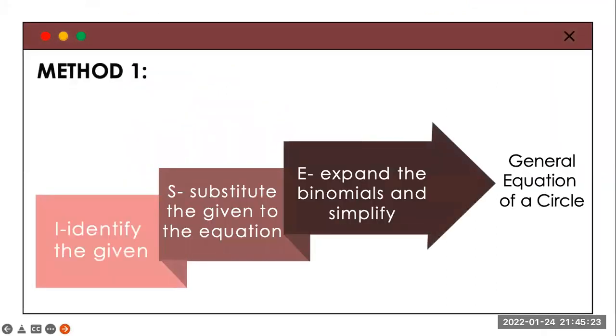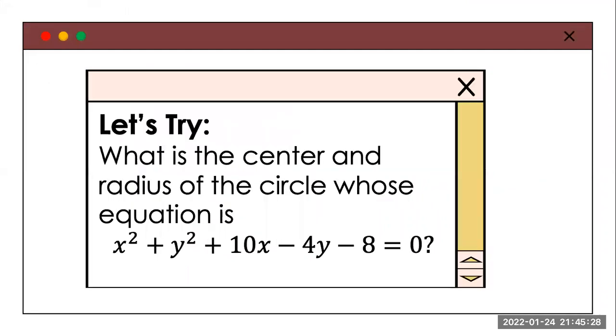Ayan, bakit bumabalik-balik ang aking PowerPoint? Okay. Paano naman pagbaligtad? Bibigay ko sa inyo yung equation, pero kailangan mahanap nyo si H, K, and R because we wanted the center and the radius. You have there x squared plus y squared plus 10x minus 4y minus 8 equals 0.